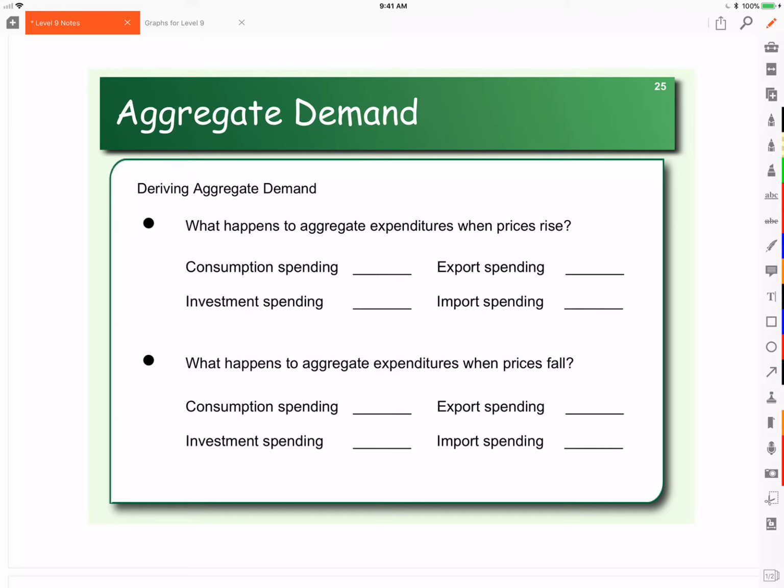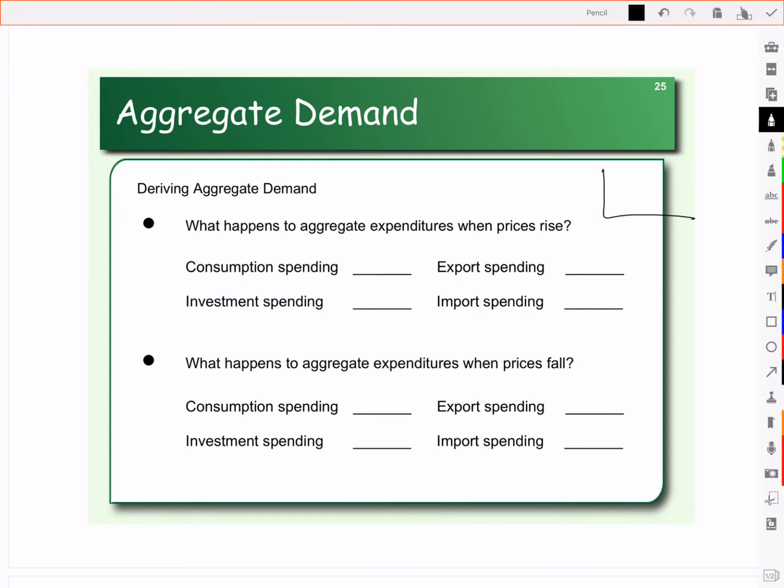So now that we have found our aggregate expenditure function, and in our hypothetical economy, it was 300 plus 0.5y. We then plotted that against the 45-degree line to find equilibrium where aggregate expenditures and national income are equal. So now we want to use that to derive the aggregate demand curve.